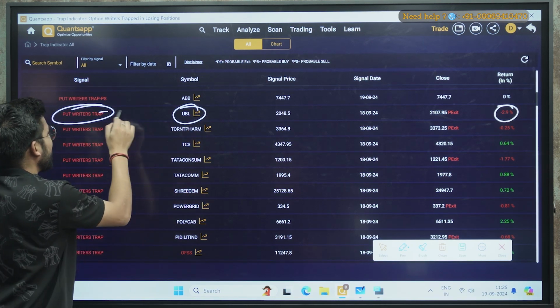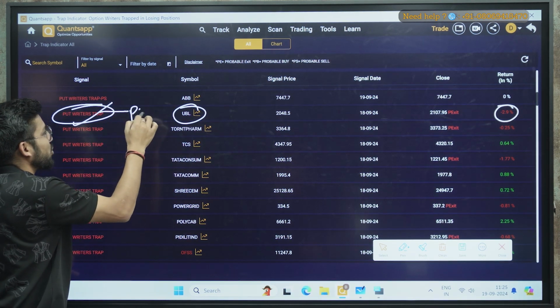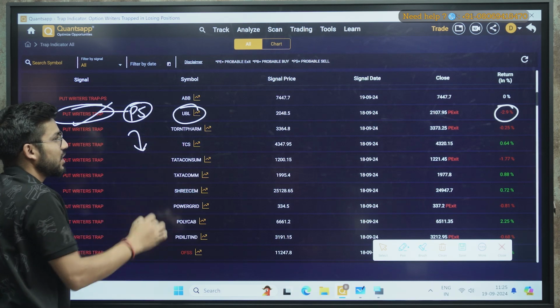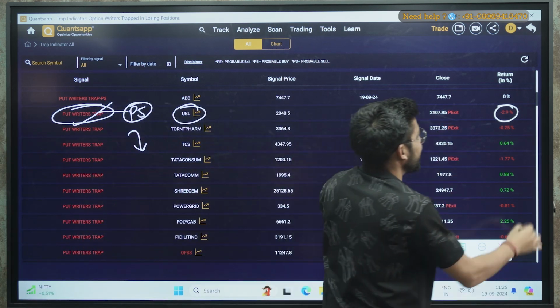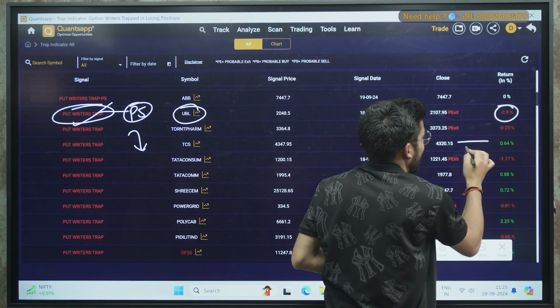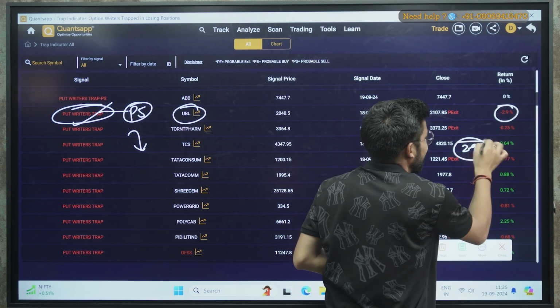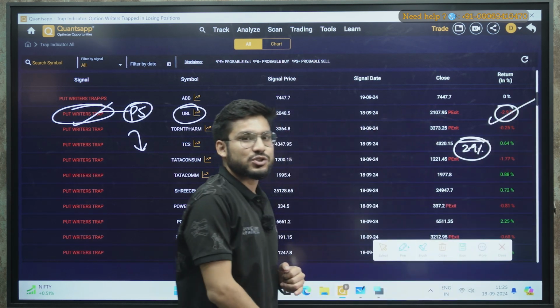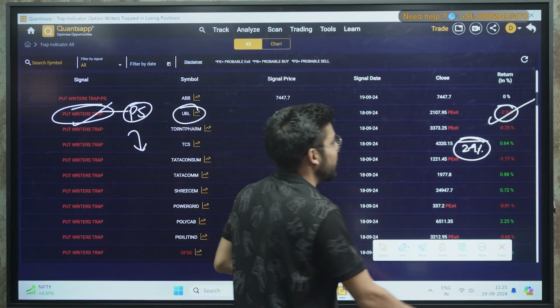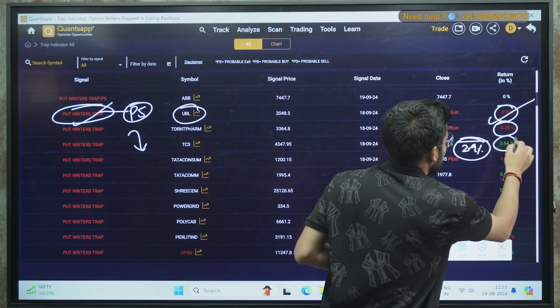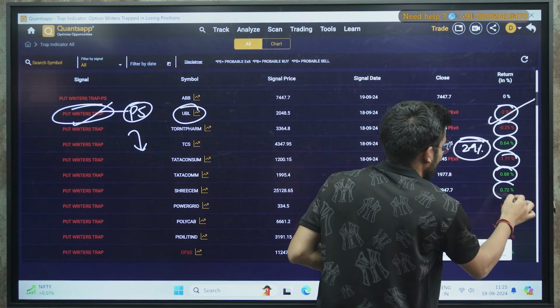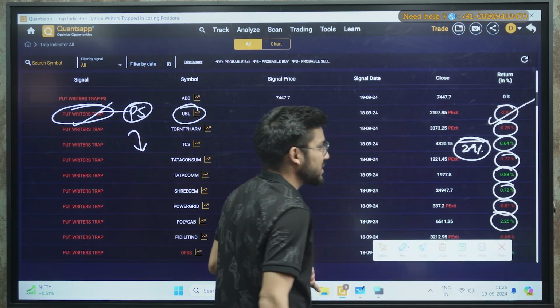Okay, so it means probable sell. Put writers are getting trapped. It means probable sell. The market will go in the downward direction. And when it went in the downward direction, there is a fall of 2.9% that we have captured in this particular stock, right? And similarly, if you see others also, there are so many stocks here with good returns.